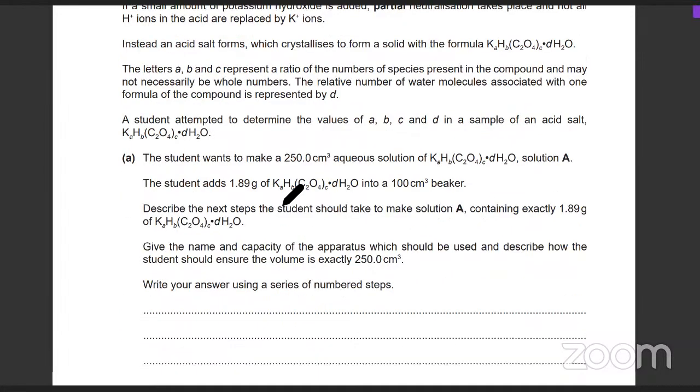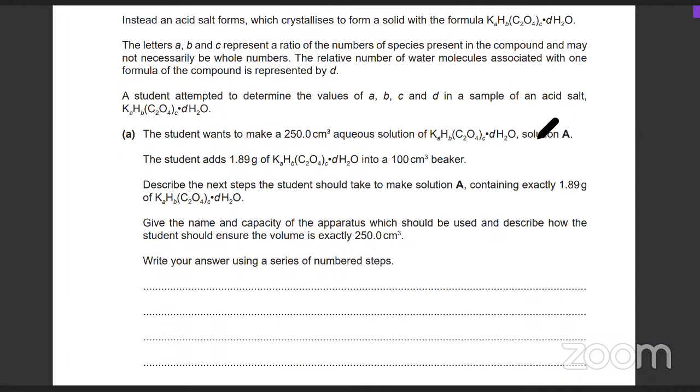So the student wants to make a 250 cm³ aqueous solution of this salt, solution A. The student adds 1.89 grams into a 100 cm³ beaker. Describe the next steps the student should take. Now this is something that's very important: how to make solutions. This comes in P5 very, very often. How do you actually make a simple solution?